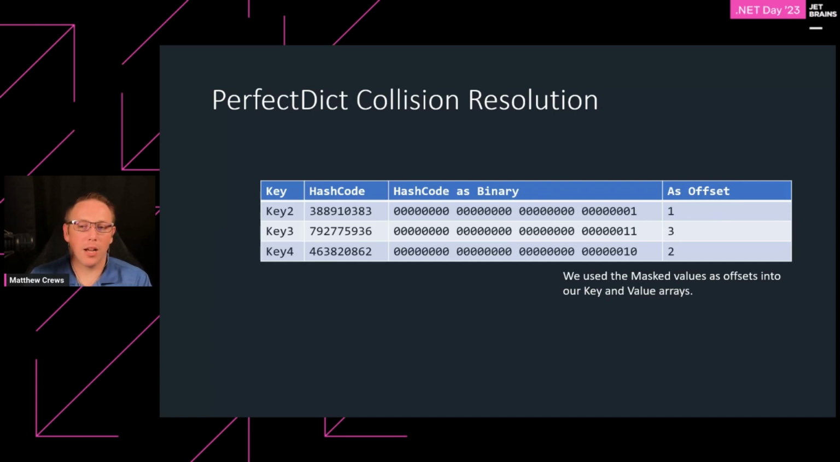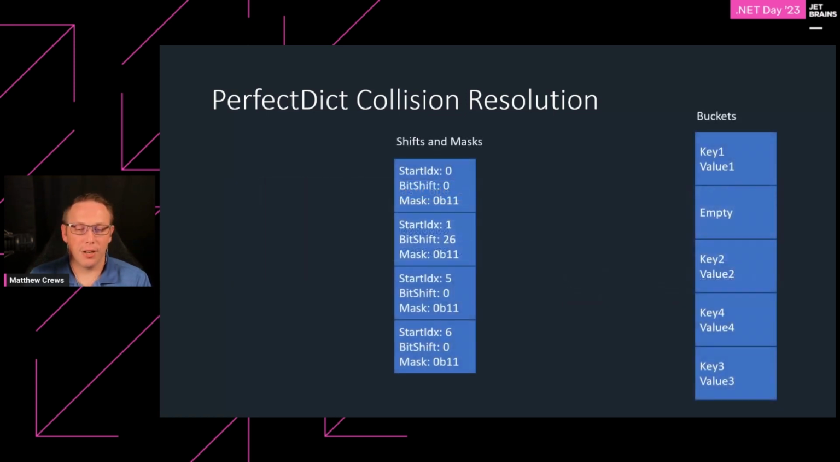Now let's talk about how we use this information. Our dictionary now has 2 arrays. One array contains the shifts and the masks, so just what we just walked through. And the second array is the actual buckets containing the keys and the values. So if I want to look up a value using a key, using this logic, I'm going to do the following.